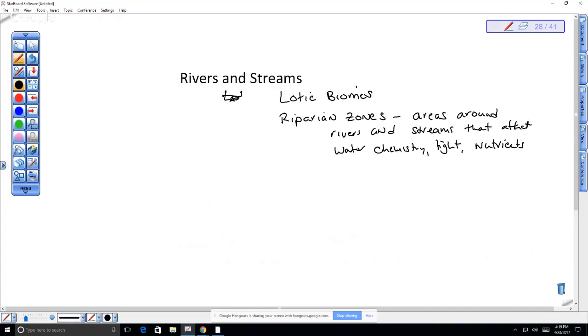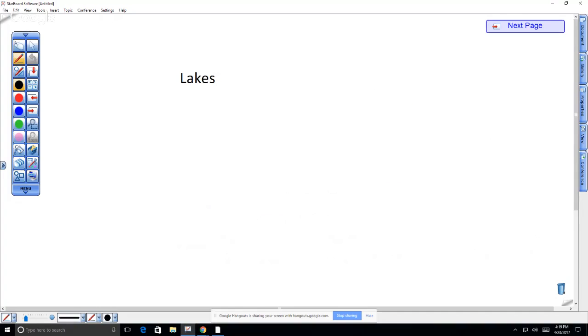So if we look at lakes, lakes are examples of what are called not lotic, but they are lentic ecosystems. Lentic ecosystems. And a person that studies lakes specifically is called a limnologist. So the study of lakes is called limnology.